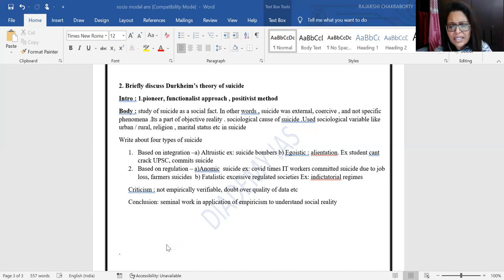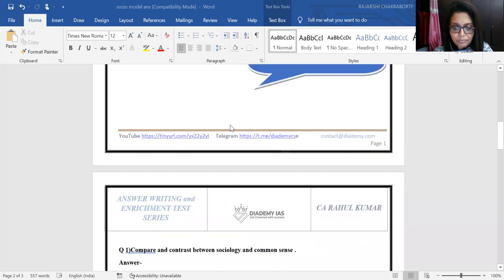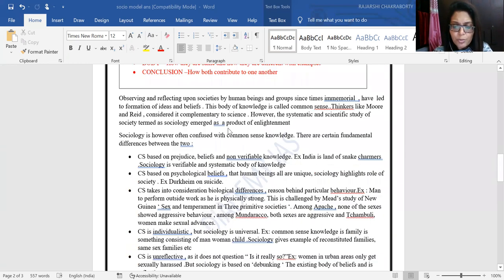And in the concluding line, write that even though it's been criticized, it still remains a seminal work of empiricism, or positivist methodology, where you collect data and analyze it. That is empirics. It's not just theory, you make theory. It's empirics. It's working on the field, to understand social reality. So this is how you have to approach both these answers.